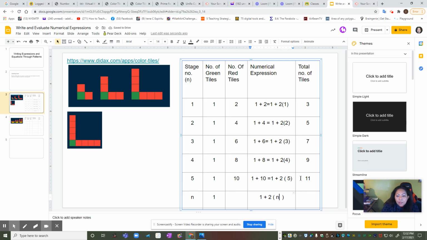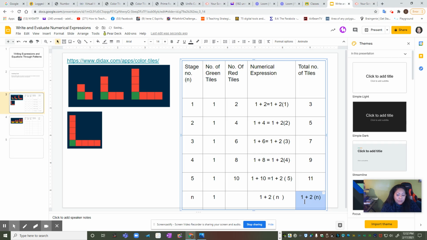So now, I have an algebra expression for whatever stage number I'm going to have. All right, so that would be for any stage number, the total number of tiles will be 1 plus 2 times n. That would be my expression for the total number of tiles.